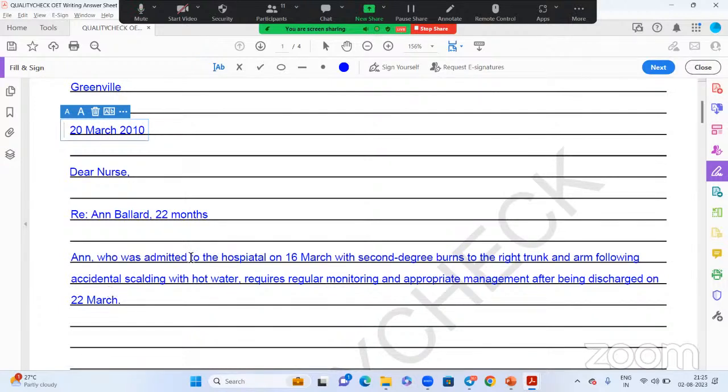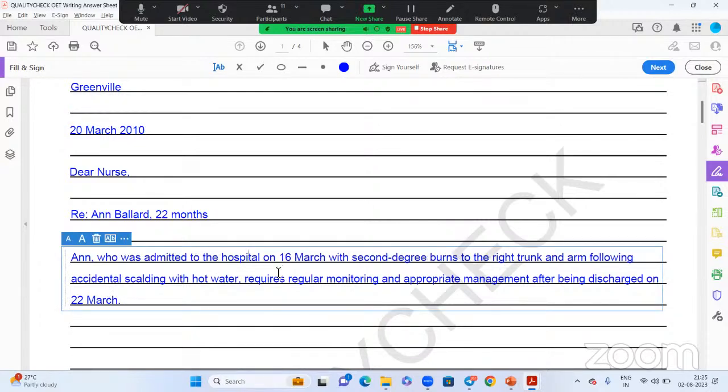And who was admitted to the hospital on 16 March with second-degree burns to the right trunk and arm following accidental scalding with hot water, requires regular monitoring and appropriate management after being discharged or after the discharge on 22nd March. Anyway, you can write different ways you can write.